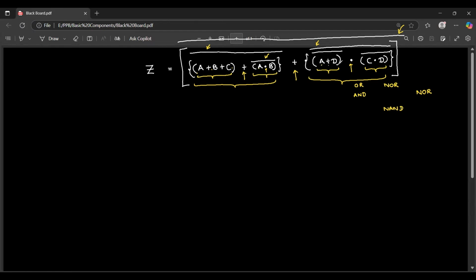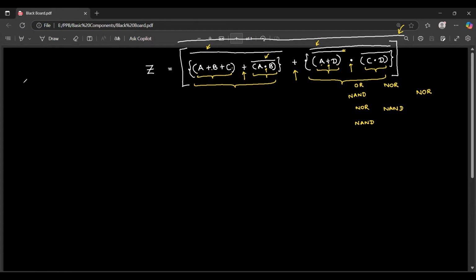Well, we have A plus D whole thing bar, which means A and D are passing through, yes, you got it, NOR gate, right? Because there is a whole thing bar and there is a plus symbol. What about this guy? We have C dot D whole thing bar. Well, that is a NAND gate. So how many gates do we need? Well, 7. That's it.